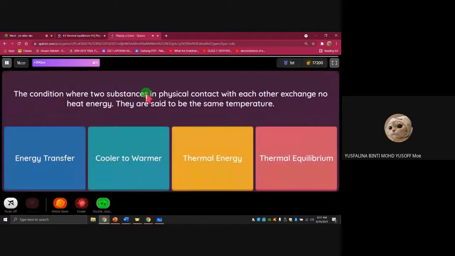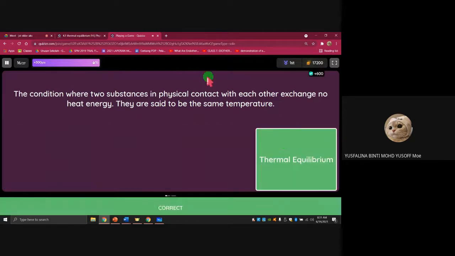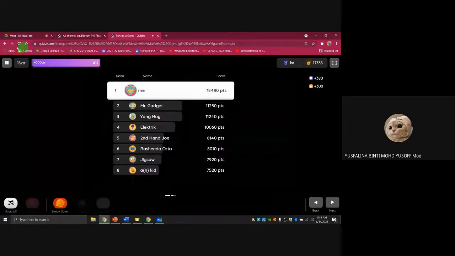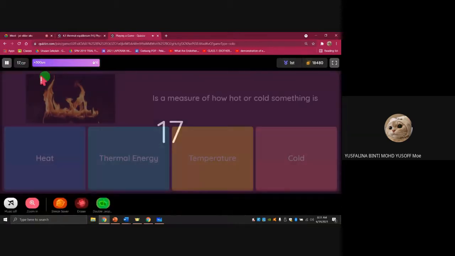The next one is Tava, okay? Where two substances in physical contact with each other exchange no heat energy, they are said to be at the same temperature. So what happens here when we say they have the same temperature? Tava? Number 4, yes, thermal equilibrium. Okay, very good. So the rest I will discuss later.